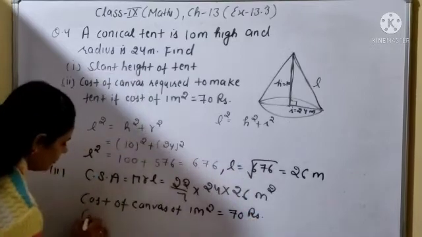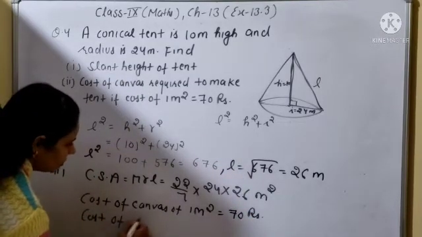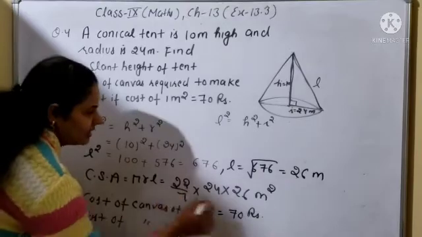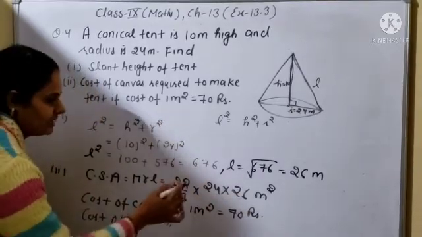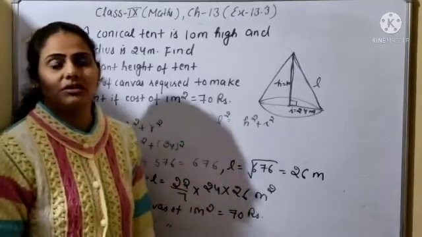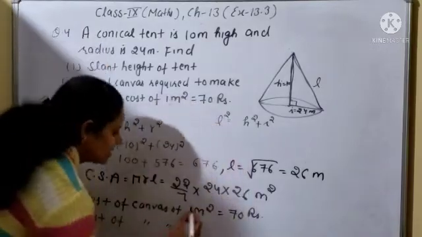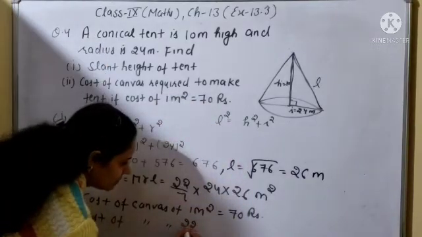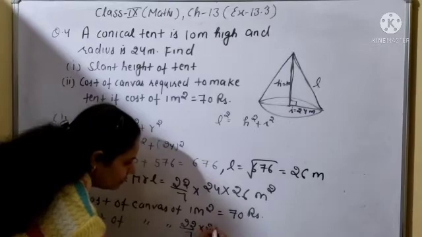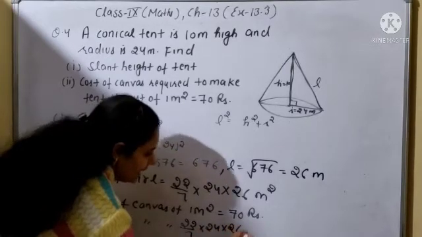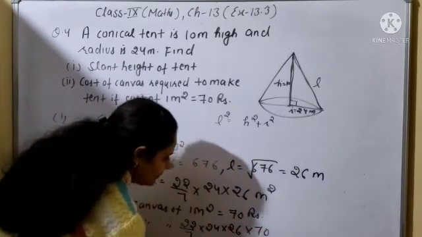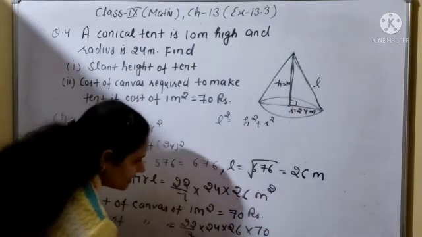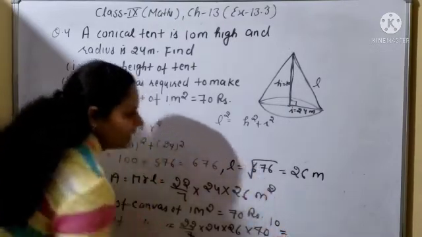So cost of canvas of how many meter square? This one. This is the curved surface area. We will find the cost of whatever curved surface area it is. So this is 22/7 multiply 24 multiply 26 and multiply by 70. Now find the value. You can cancel 70 with 7, so I did not multiply it.